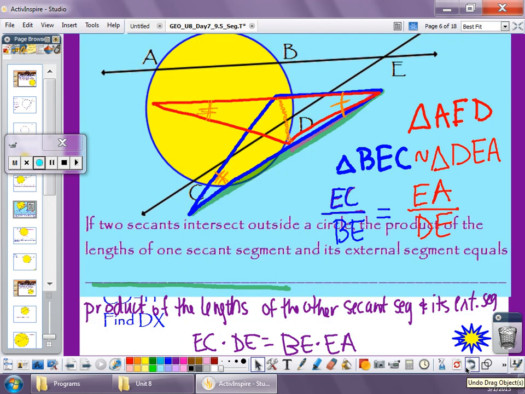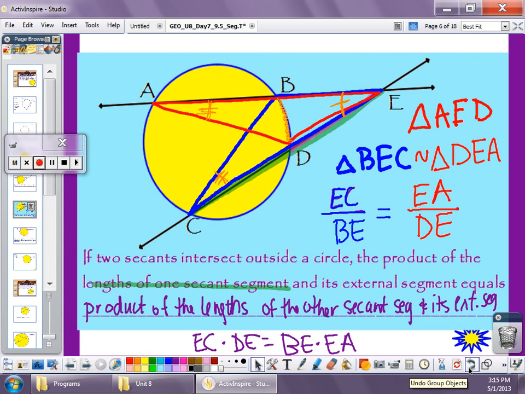When I look at this, what am I really looking at? CE represents the whole part, so it's the whole part on one side. EC times the outside part, these are on the same side, is equal to DE, and it doesn't matter what order I multiply, so BE is the part on the outside of the circle times EA, which is the whole. Okay, and we'll get an example in just a minute to help you out.